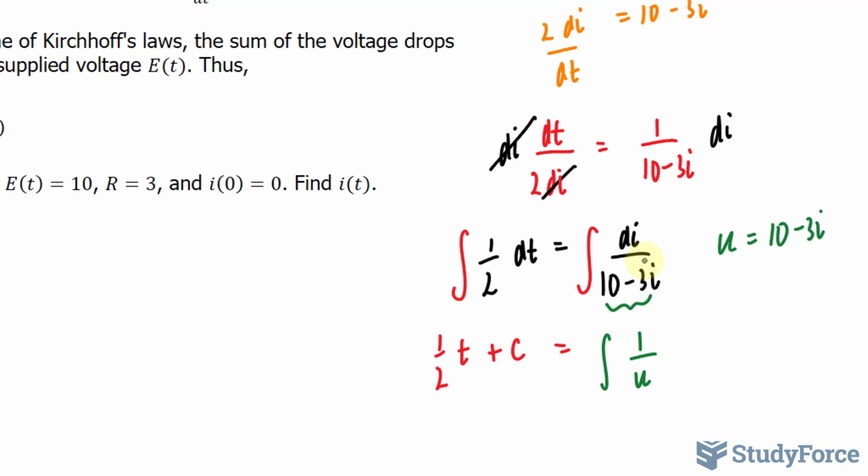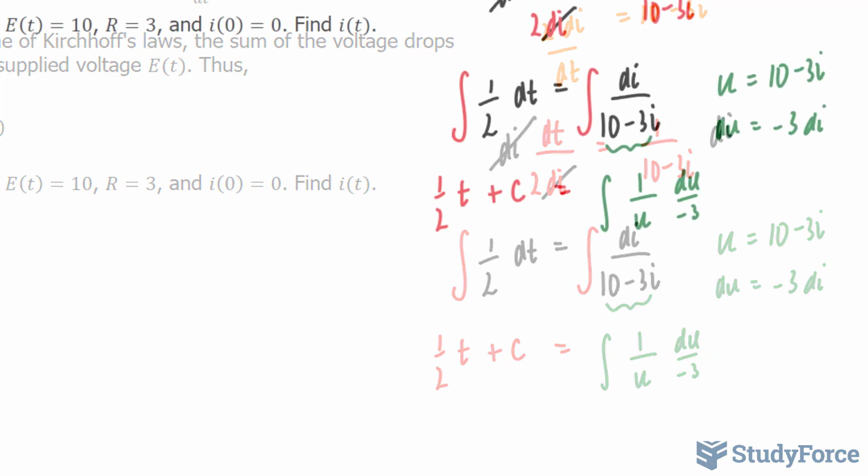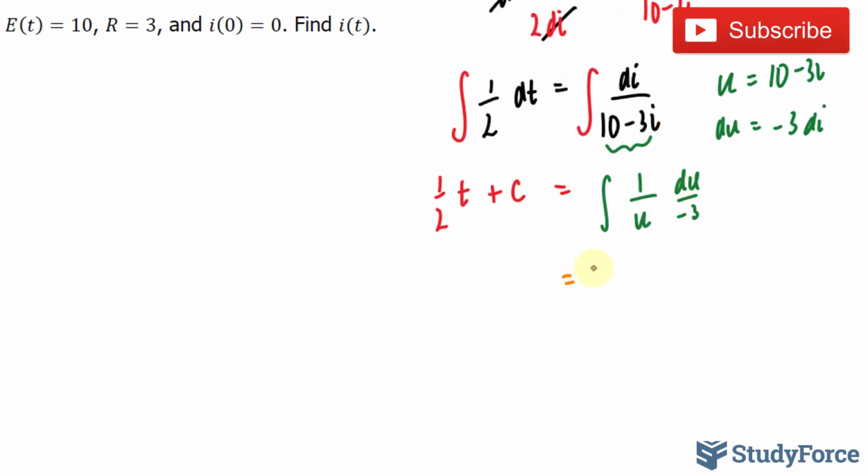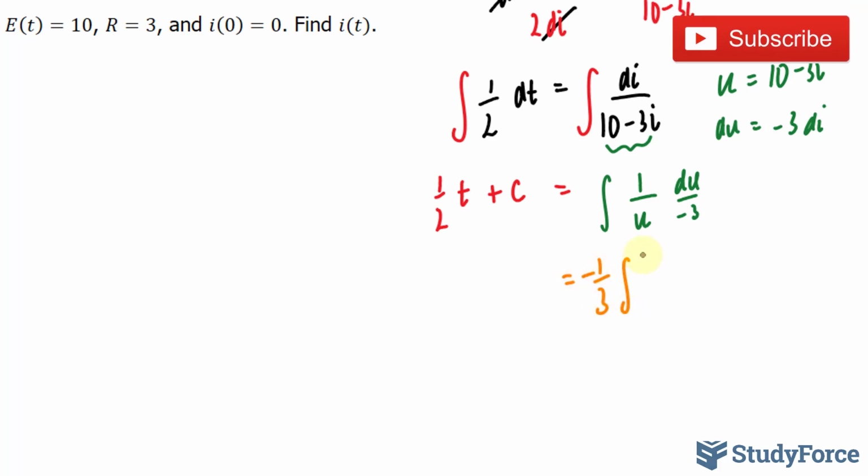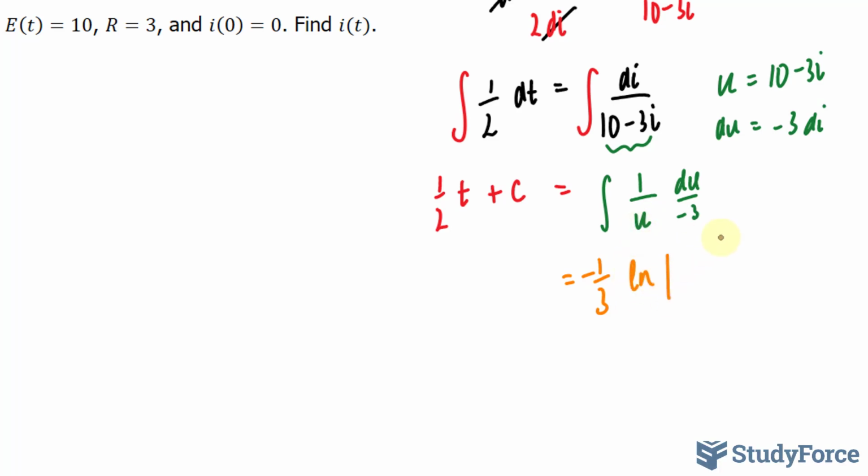Now, since u isn't just one term, it's two terms, we have to do the following, where I take the derivative with respect to I. This term goes away, I'm using the power rule here, and this term becomes negative 3 di. Solving for di, I end up with du over negative 3. Now, I can pull out this 1 over negative 3 outside the integral, times the integral of 1 over u, which becomes ln absolute of what we set u as. Ln absolute of 10 minus 3i, and the left side has stayed the same.